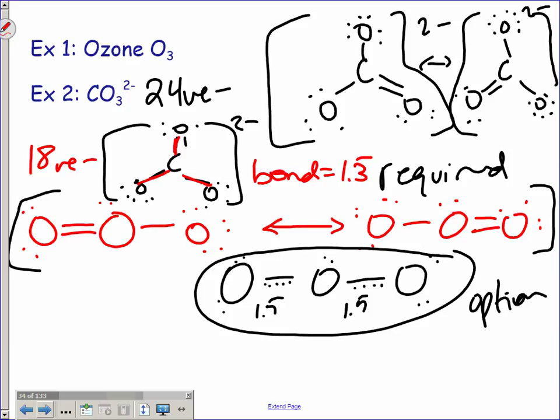1.3 or 1.5, which is stronger? 1.5 because it's closer to the 2, meaning double bond. Okay, so if you're to compare the CO bond in carbonate or the OO bond in ozone, which would be stronger? Oxygen to oxygen in ozone. So we do specify in that molecule, so that's stronger. So which would have a greater bond dissociation energy?